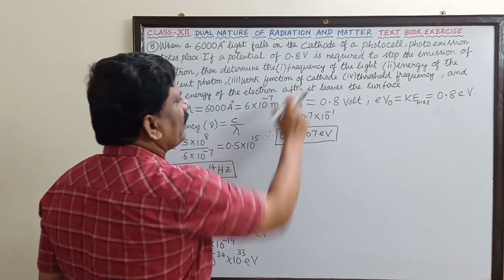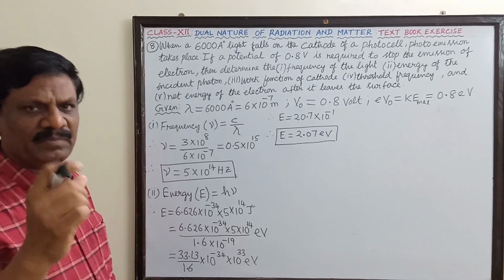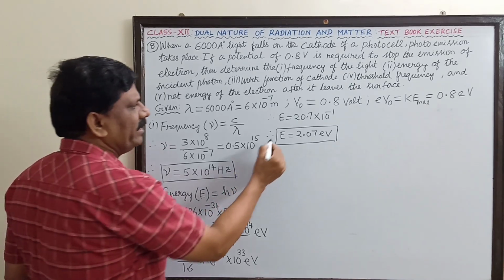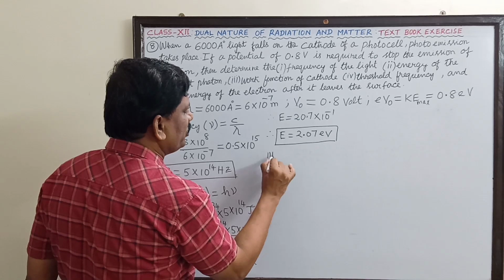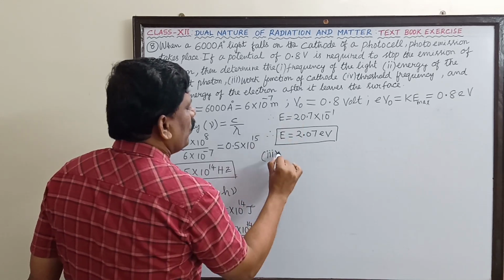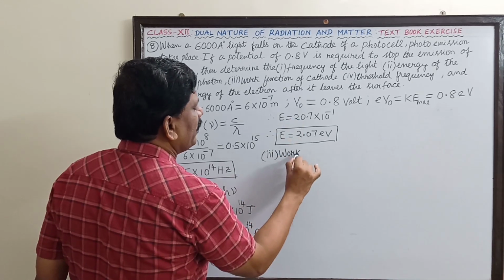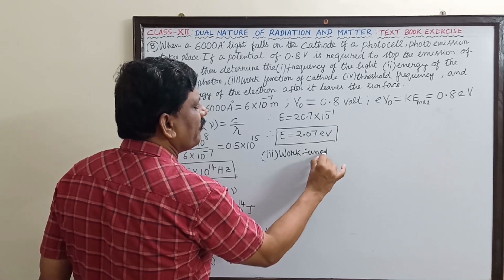What next is the work function of the cathode. That is the minimum energy required for liberating the electron. So the third subdivision, work function. The symbol we have used for work function is phi naught.